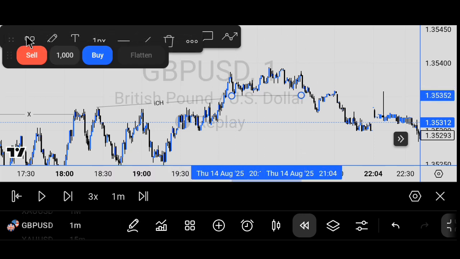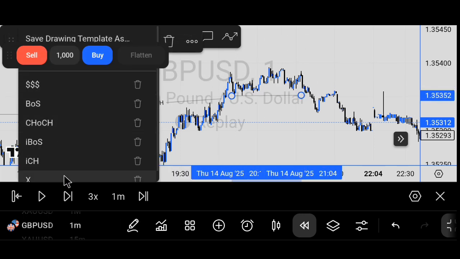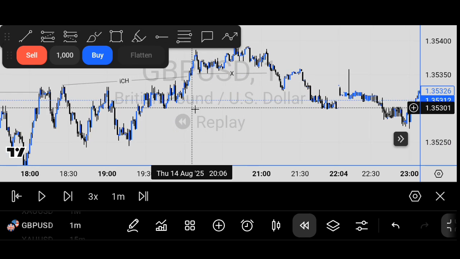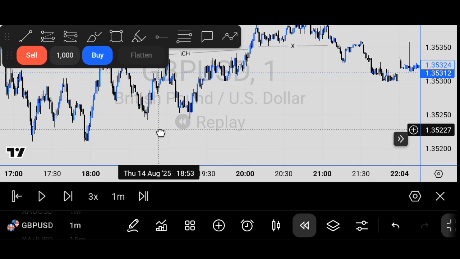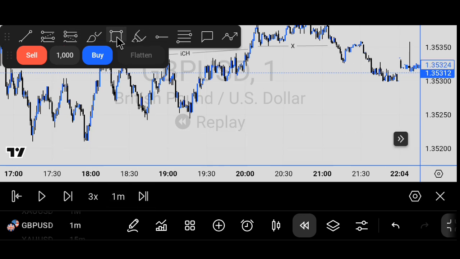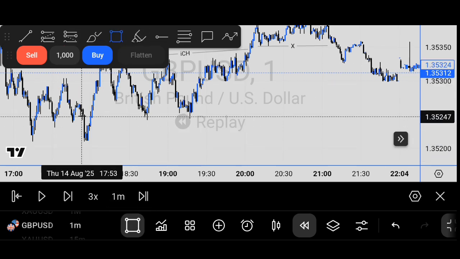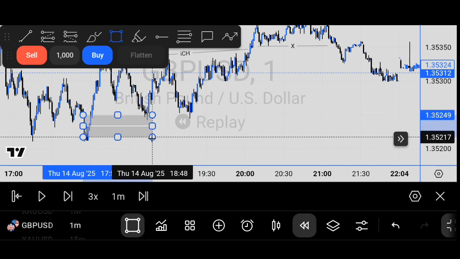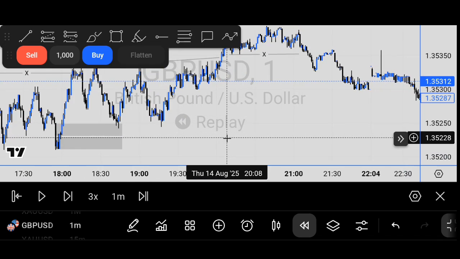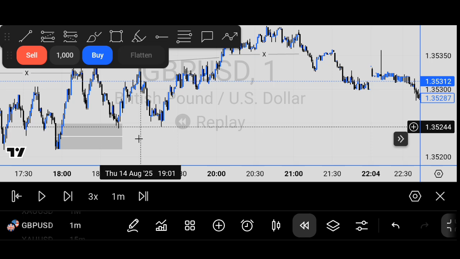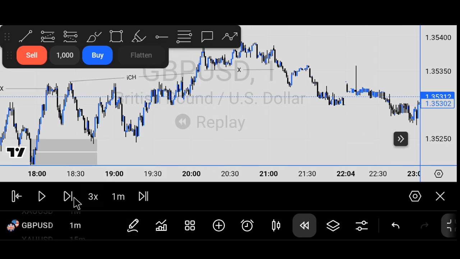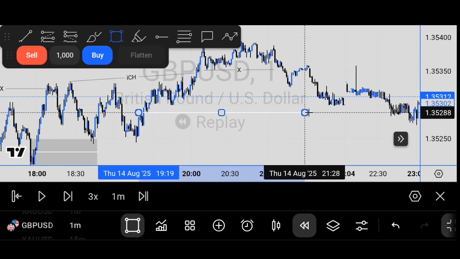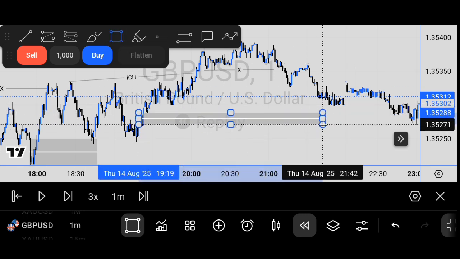Same story every time, our inducement is sitting right here. And then if we start from the bottom to look for our POI zones, we have here, okay, this one, you can see this one has been mitigated. You can see this one has also been mitigated. So this one too has been mitigated. So the only POI zone that we had was this one right here.